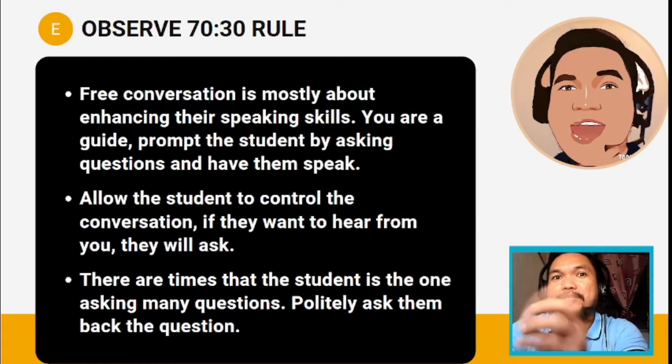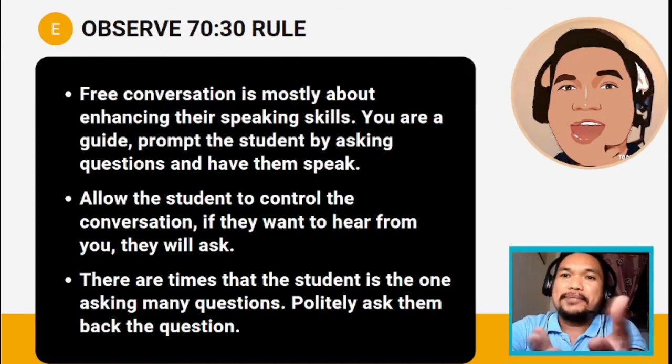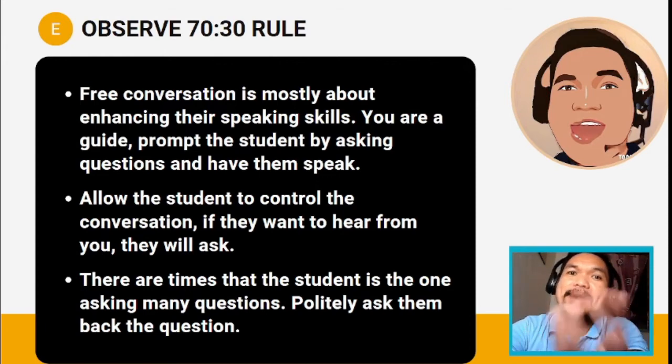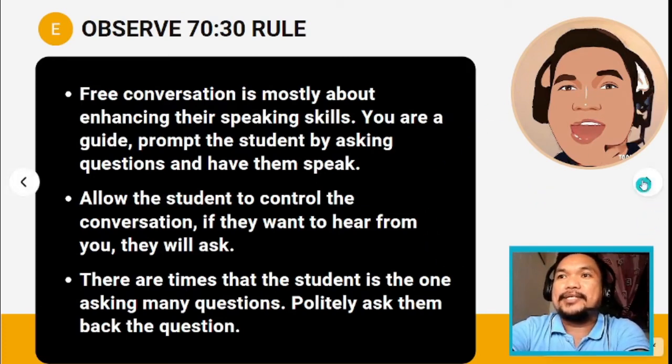If they want to hear from you, they will ask. As much as possible, the student is the one speaking. There are times when the student is the one asking many questions. Politely ask them the question back. It's really important that they are the ones speaking. Observe the 70-30 rule. That's also a factor in your demo lesson.